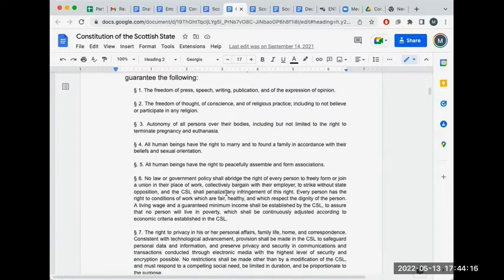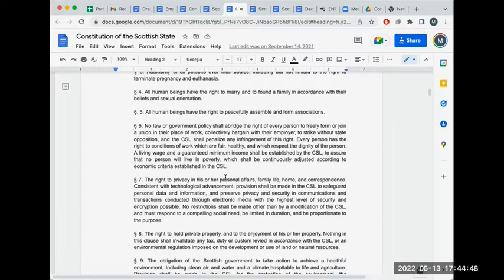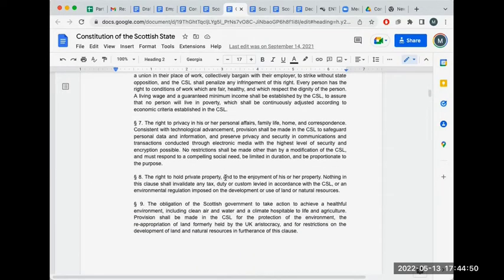No law or government policy shall abridge the right of every person to freely form or join a union in their place of work, collectively bargain with their employer, and strike without state opposition, and the corpus of Scottish law shall penalize any infringement of this right. Every person has the right to conditions of work which are fair, healthy, and which respect the dignity of the person. A living wage and guaranteed minimum income shall be established by the corpus of Scottish law to assure that no person shall live in poverty, which shall be continuously updated according to economic criteria established by law.